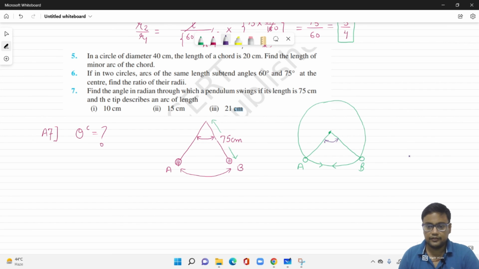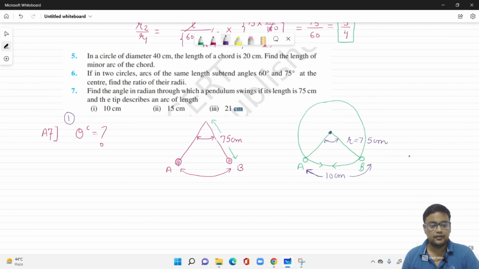And the length of the pendulum will serve as the radius of the circle, isn't it? ये जो length है pendulum की वो radius का काम करेगी. तो radius दिया हुआ है 75 centimeters, and the tip describes an arc of length. और ये जो tip है pendulum का bob है, ये एक arc describe कर रहा है कितने length का, 10 centimeters का. पहला केस.